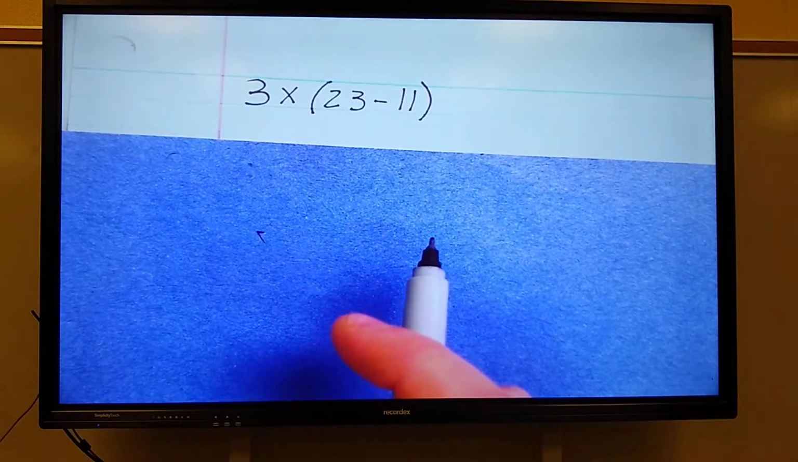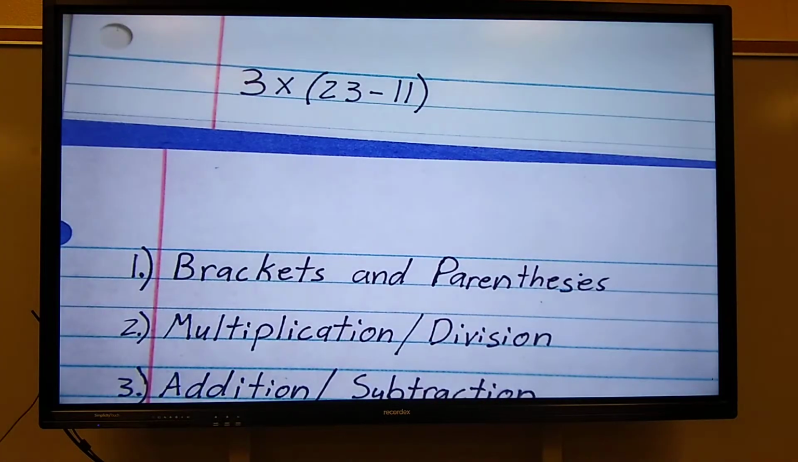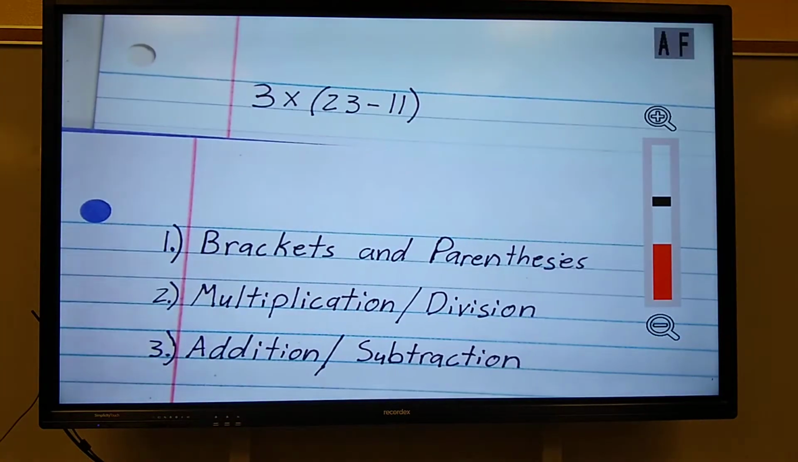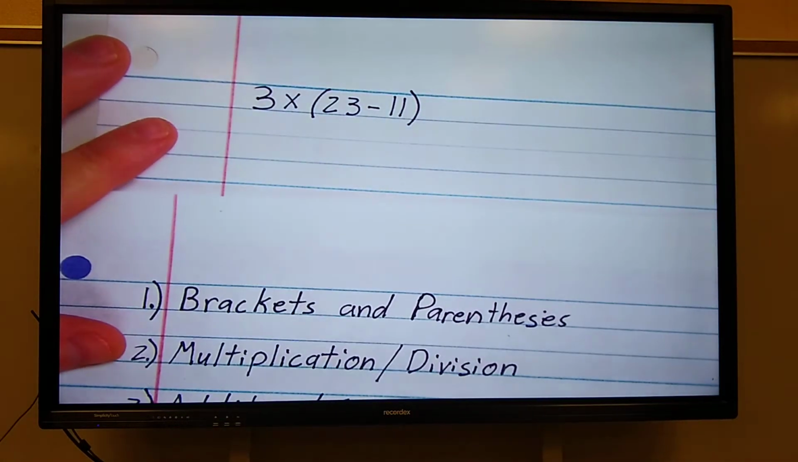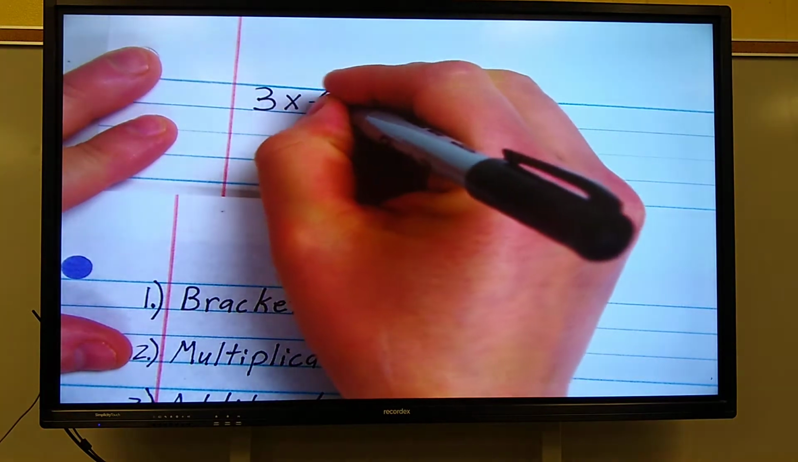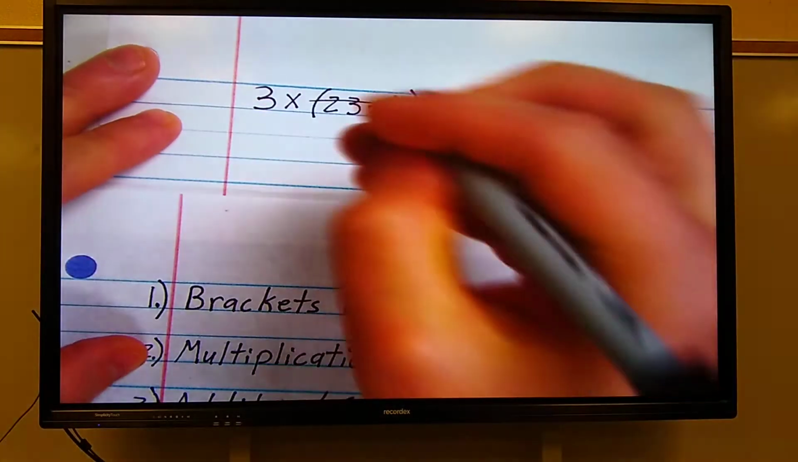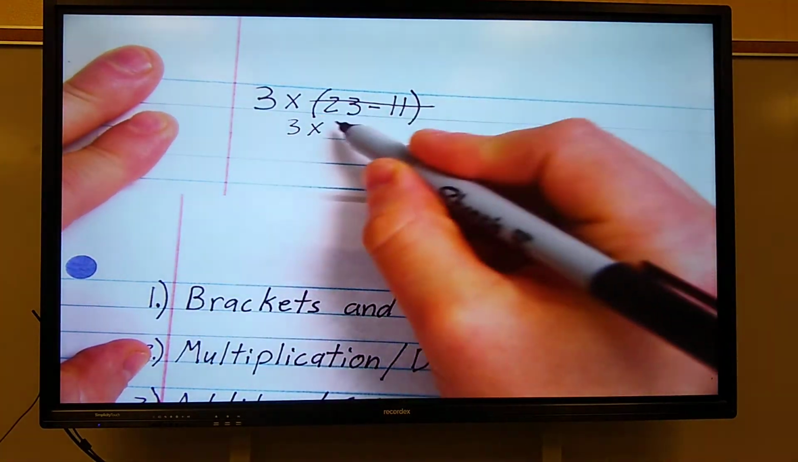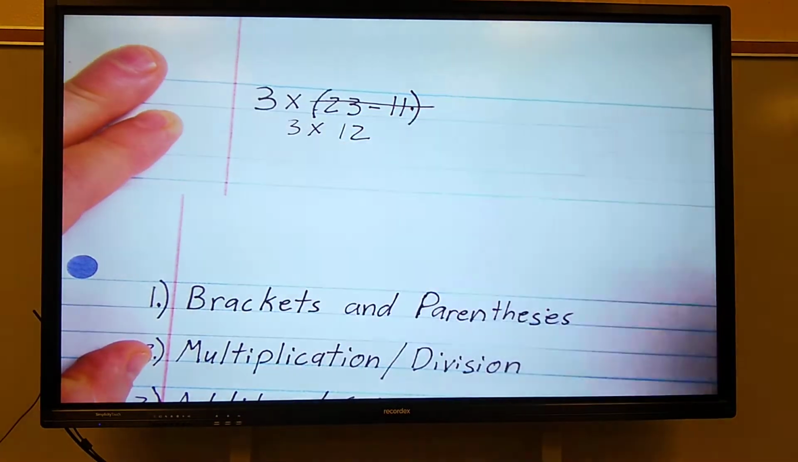Okay, step number 1 is brackets and parentheses. I have parentheses in this problem right here. So this is what must be finished or completed first. So 23 minus 11 equals 12. So I bring down the 3 times, and instead of writing down this problem in parentheses, I'm going to put the answer to it, 12.